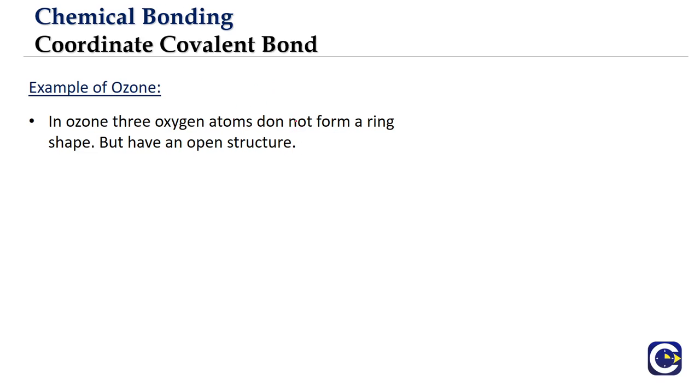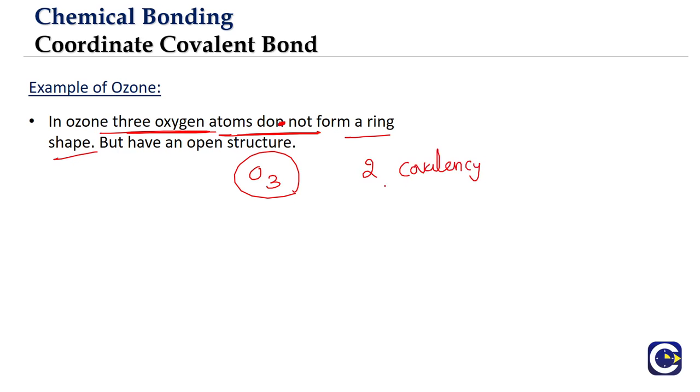Now when we look at one of the very classic examples of this coordinate covalent bond, it is the case of ozone. In ozone, the 3 oxygen atoms do not form a ring shape. Normally if you look at ozone, we know that we have 3 oxygen atoms, and each oxygen has a covalency of 2. What is the covalency of each of the oxygens? 2, which means each oxygen has to form 2 bonds.